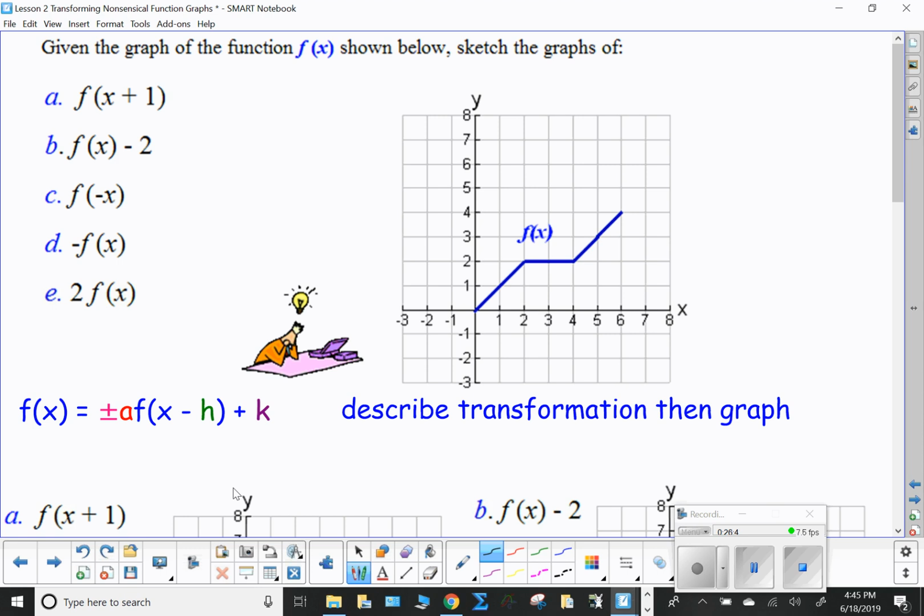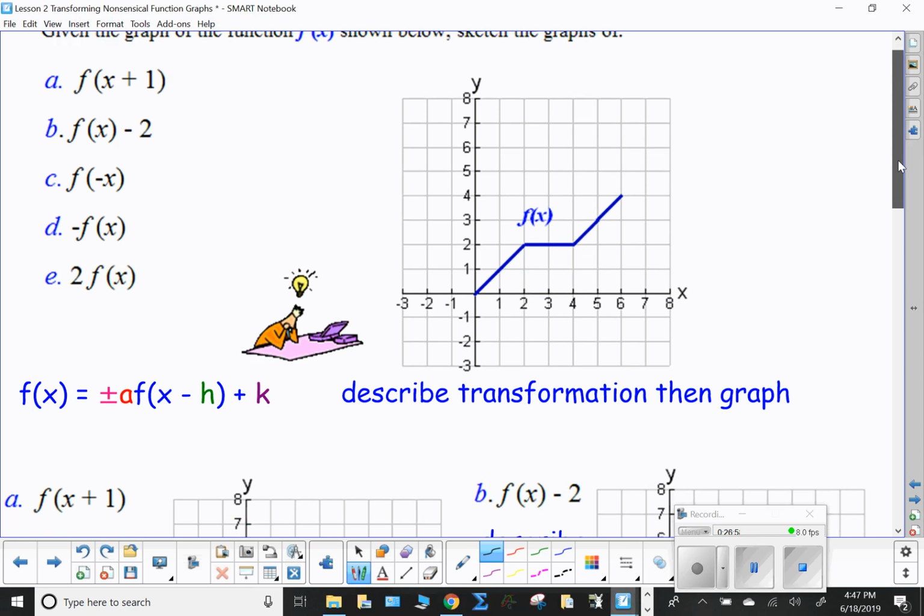Now, here are a bunch of graphs that you have on your paper there. Take a moment, decide what happens to each one of them, and try drawing it, and then come back and check your answers. Okay, hopefully you tried it. Let's go through all of these down below.